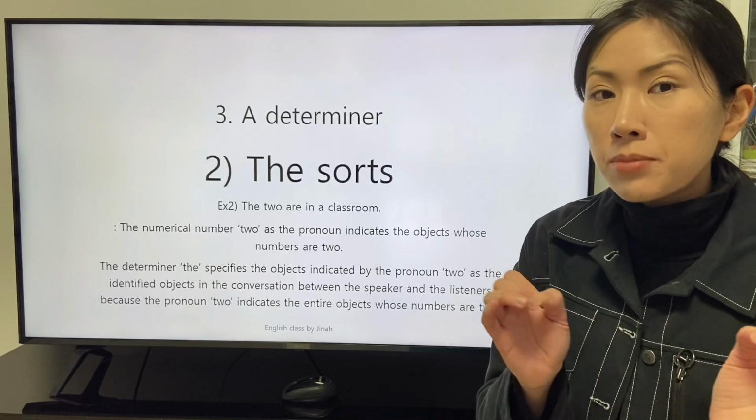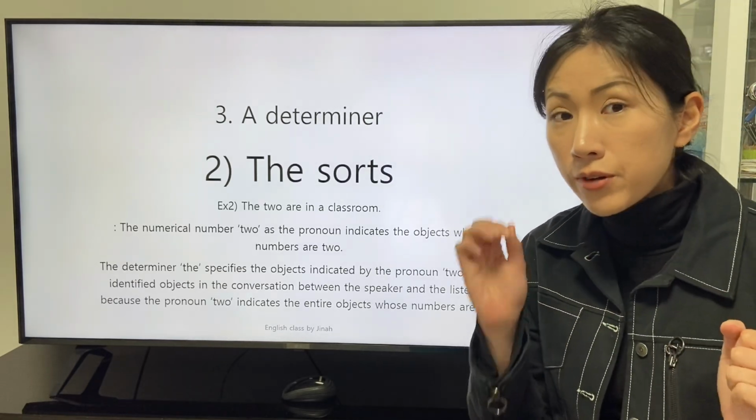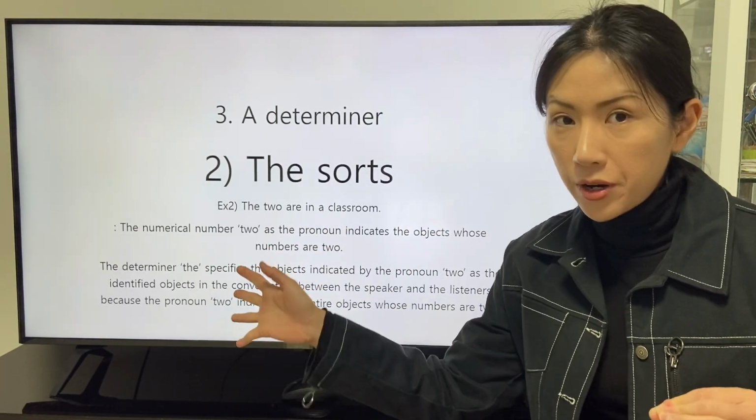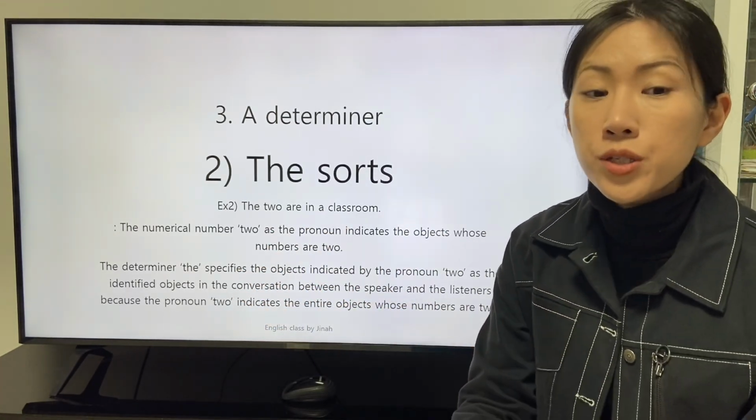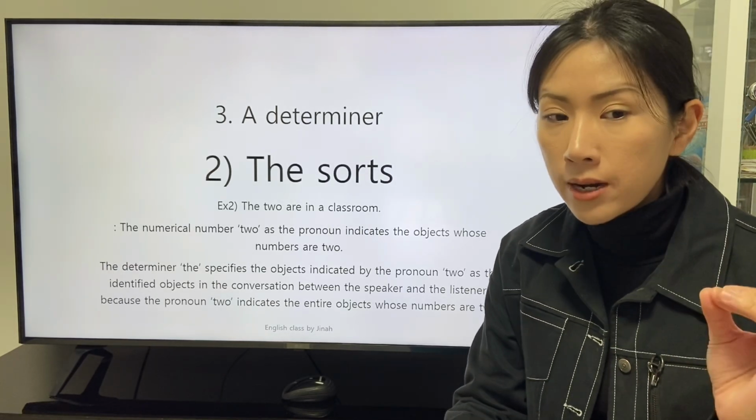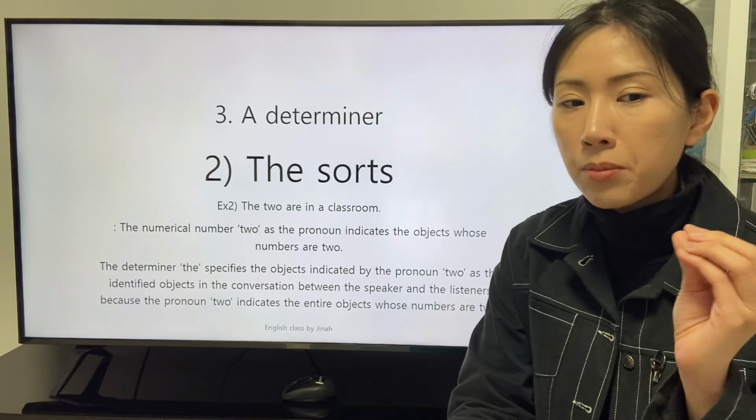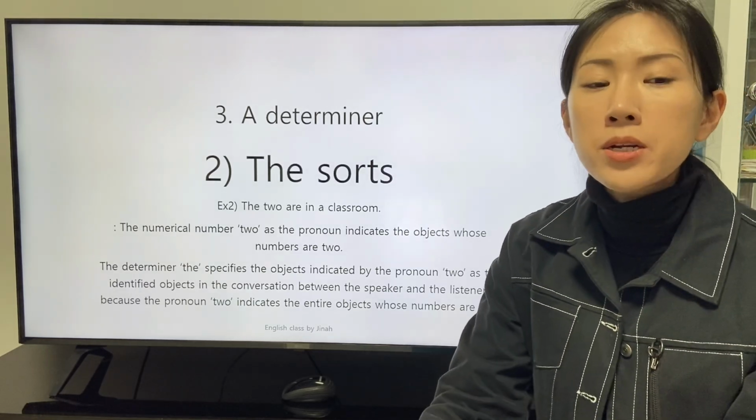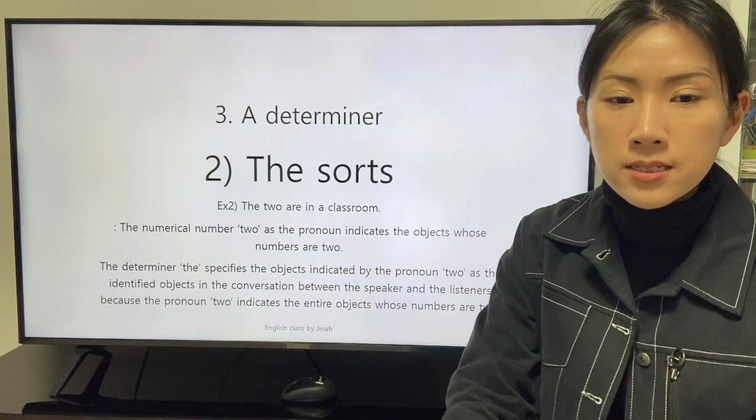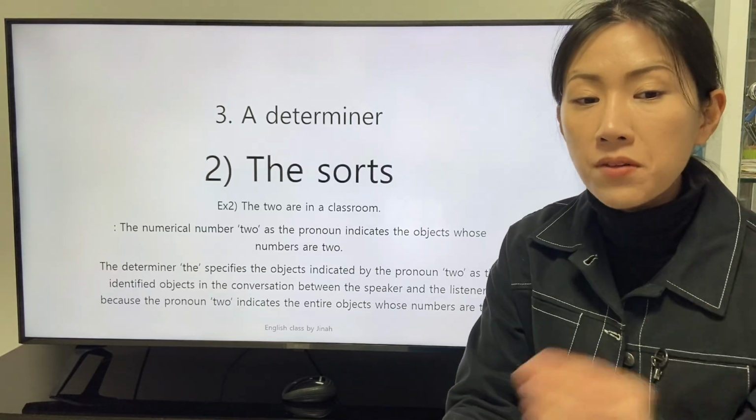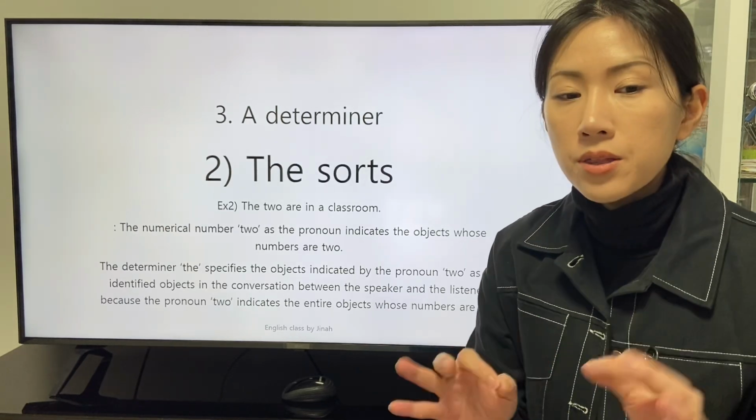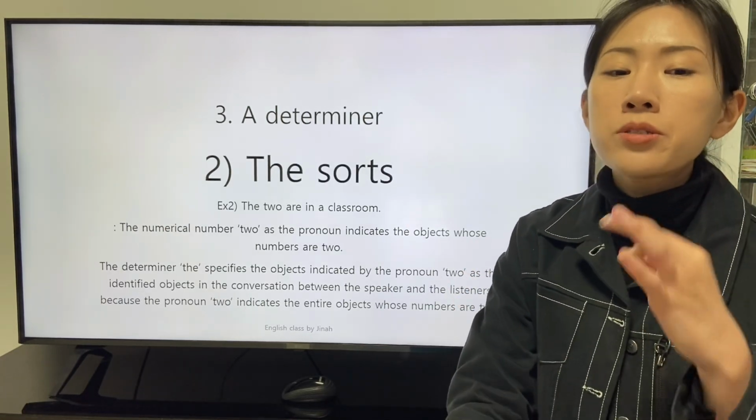The numerical number that has the trait of the pronoun indicates the object with the number. There is a clause. The two are in a classroom. The numerical number two as the pronoun indicates the object whose number is two. The determiner the specifies the object indicated by the pronoun two as the identified object in the conversation between the speaker and the listeners, because the pronoun two indicates the entire object whose number is two.